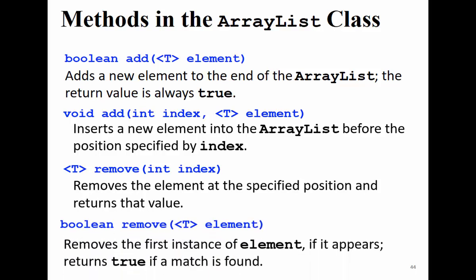I can ask to remove, but I don't need the element. So here I remove the index. I go to a specific index, 2 or 3, and I remove the element at that index. I retain the element. Here, no. I give the element, the object, and I ask to remove, so I retain true if the element is removed successfully or not.